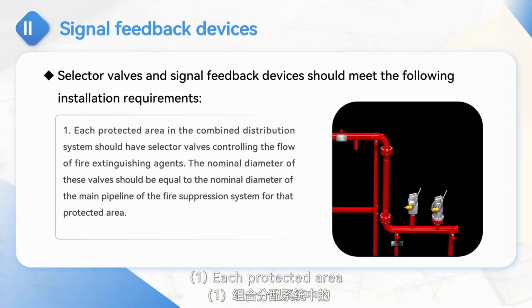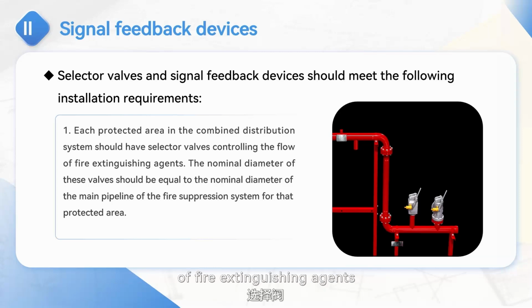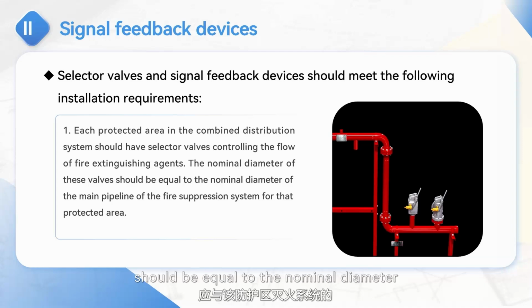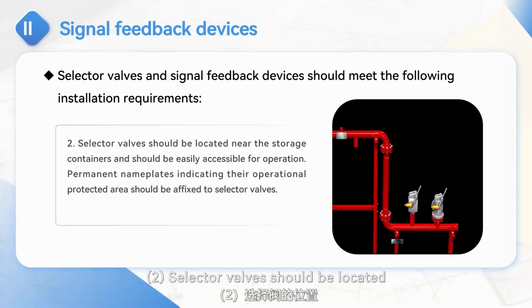1. Each protected area in the combined distribution system should have selector valves controlling the flow of fire extinguishing agents. The nominal diameter of these valves should be equal to the nominal diameter of the main pipeline of the fire suppression system for that protected area. 2. Selector valves should be located near the storage containers and should be easily accessible for operation. Permanent nameplates indicating their operational protected area should be affixed to selector valves.